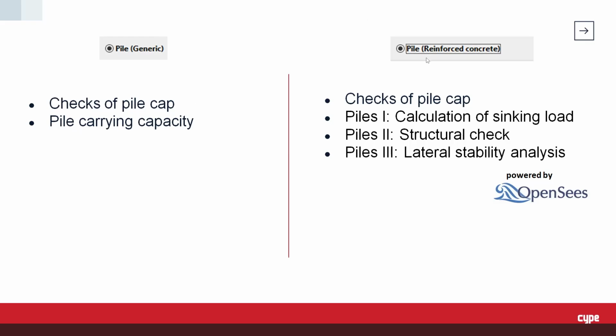On the other hand, we have the new option, called pile reinforced concrete, and it checks, of course, the pile cap, but it does have 3 new modules for the calculation of the piles: the calculation of the sinking load, the structural check of the pile, and the lateral stability analysis. This last module is powered by OpenSees.